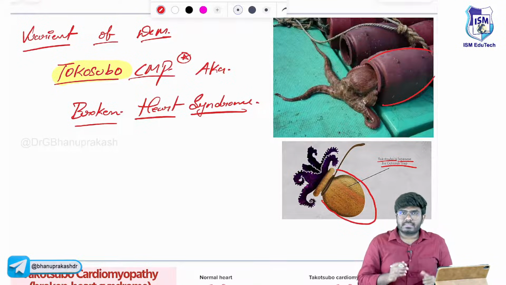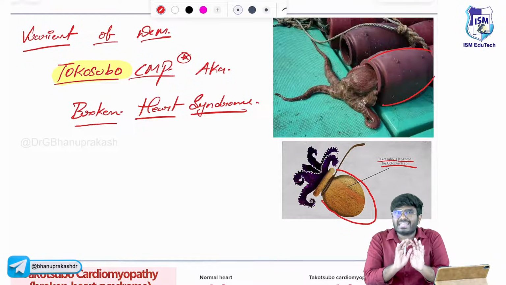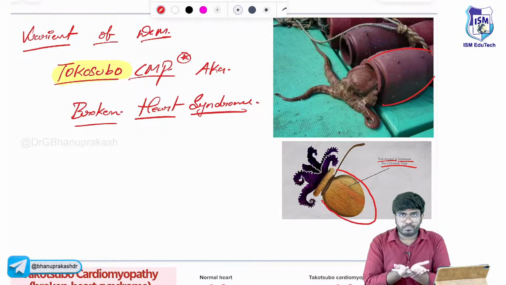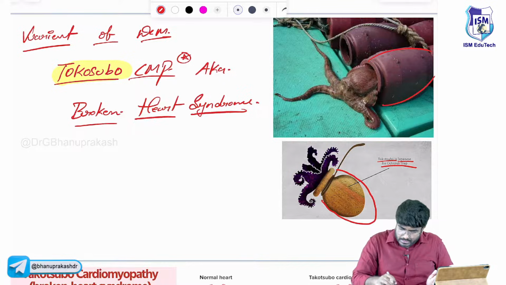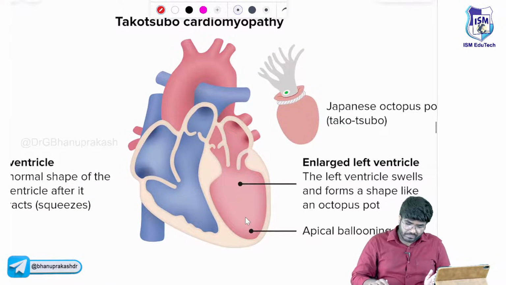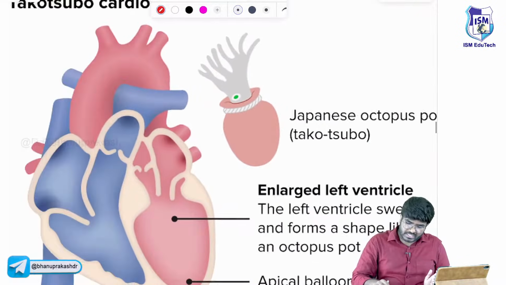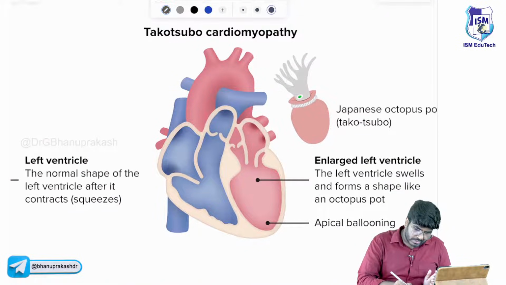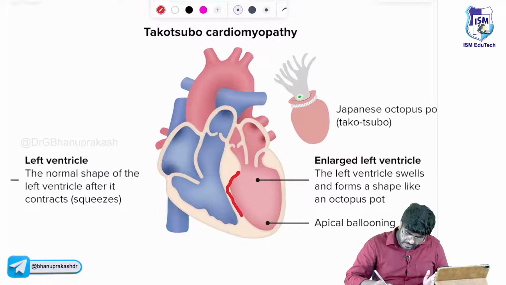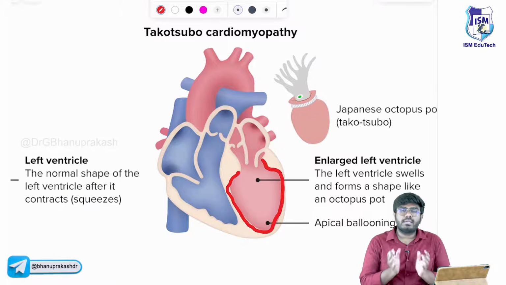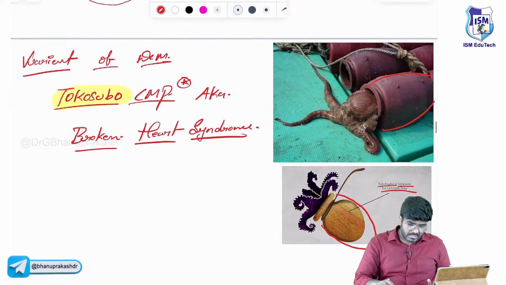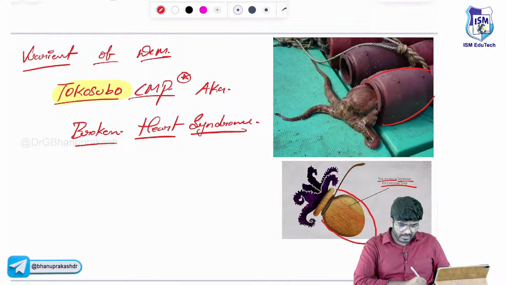Because the left ventricular cavity is going to dilate in such a way that it resembles a Takotsubo, this jar. See, this is the normal ventricle. But here, in Takotsubo cardiomyopathy, it's like the Japanese jar which catches the octopus. The left ventricle is dilating in such a way that it looks like a Takotsubo. Now let's discuss one by one the important points regarding Takotsubo cardiomyopathy.